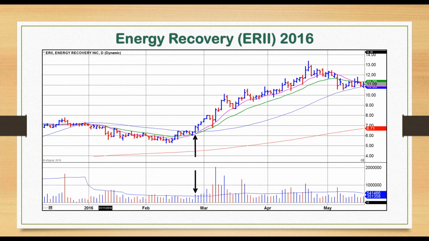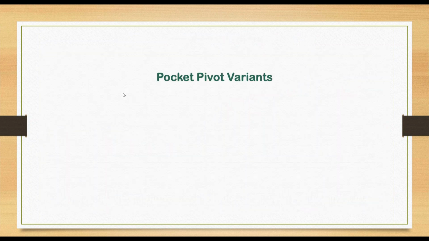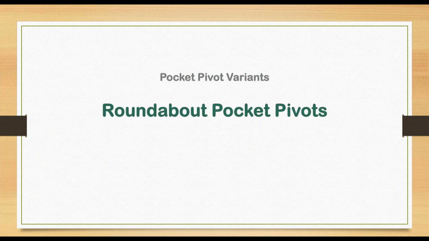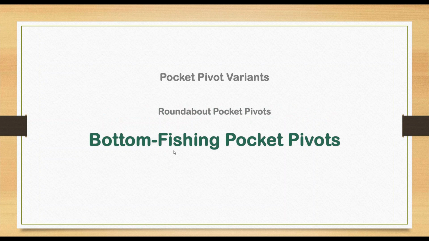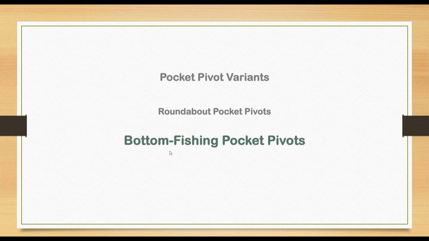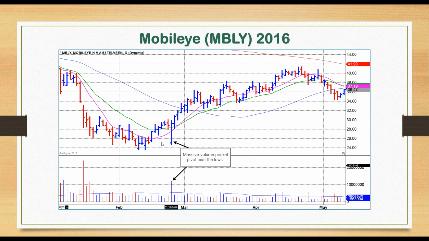Let's look at the next set of setups, pocket pivot variants: roundabout pocket pivots, which are essentially pocket pivots like the ERII that are coming around the lows of bases, and then bottom fishing pocket pivots. The difference between the two is a bottom fishing pocket pivot will occur later in the pattern. So, for example, here's Mobileye, and you can see this thing broke down, and it flashes this big volume pocket pivot coming up through the 10 and the 20-day, and that's viable, and the stock heads higher from there. So that's a bottom fishing type pocket pivot.